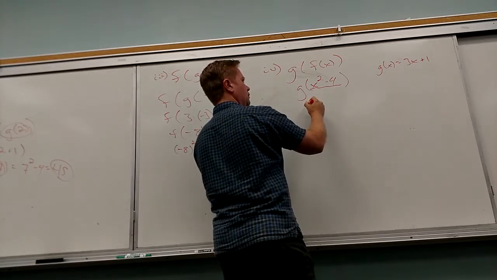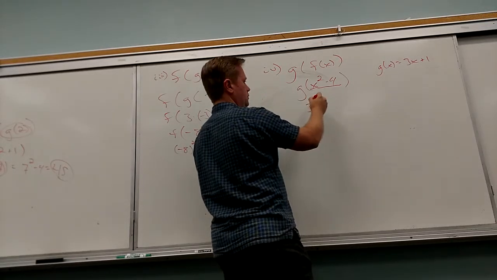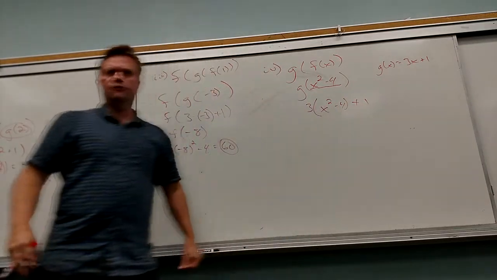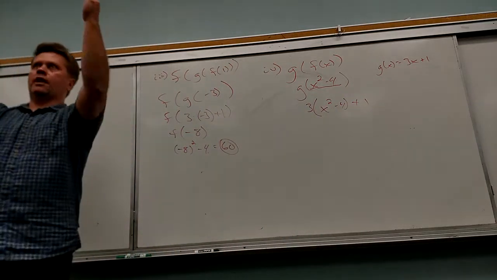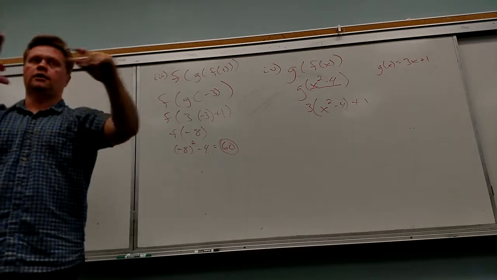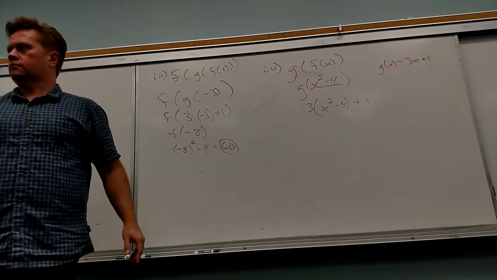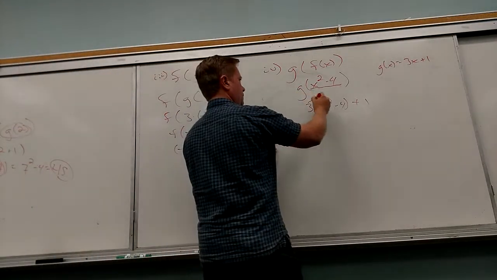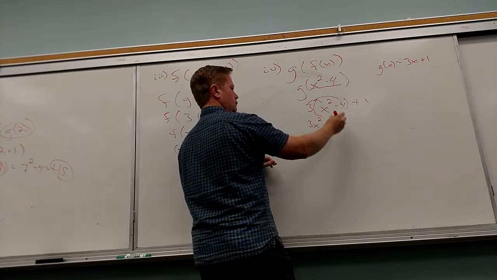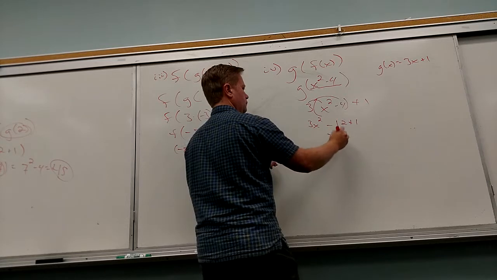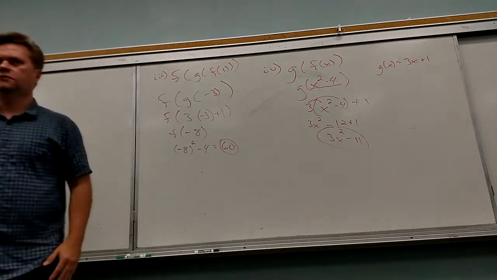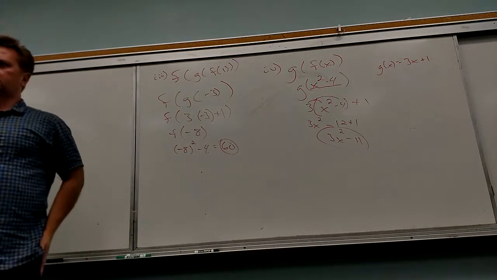It'll be 3 times all this mess. Function notation is so single-minded. You have a whole bunch of stuff in there, you just take that whole bunch of stuff and you put it in. And then I simplify. Right? Good. So I'm just going to say 13.